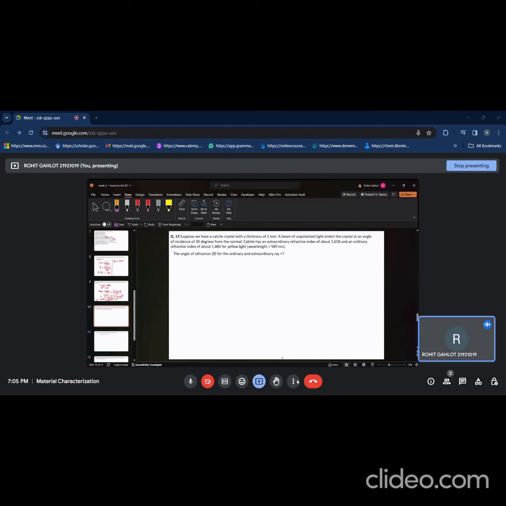So we know that one of them will be following Snell's law while the other won't be following Snell's law. So for the ordinary one, we can write n1 sine theta 1 equal to your n2 sine theta 2. So n1 is outside the crystal, which can be taken as air, and your sine theta 1 is 30 degrees, which can be equated as n2, your calcite, given as 1.658 times sine theta 2. From here we can find out the theta 2 value.